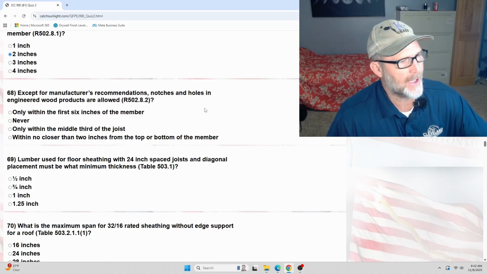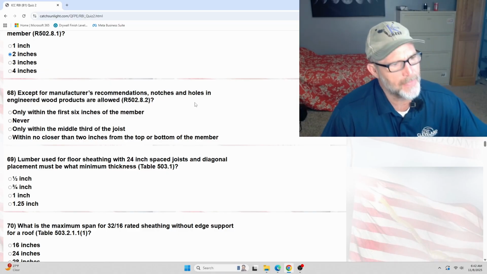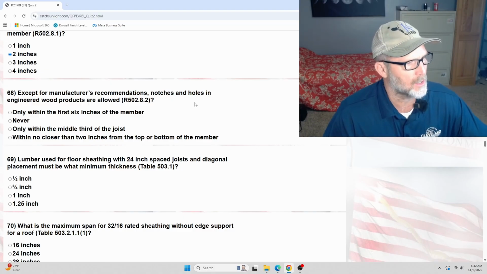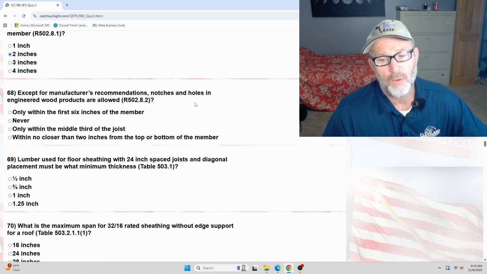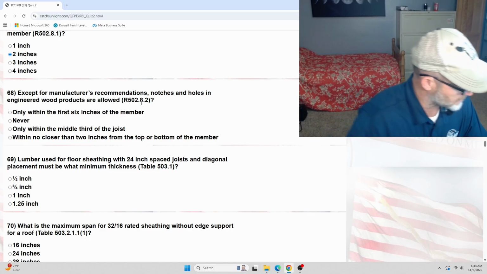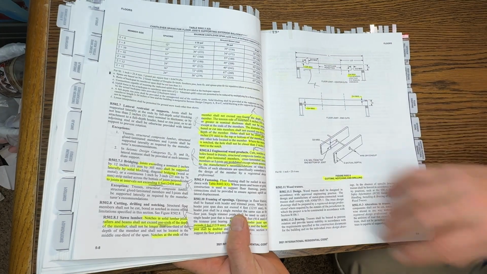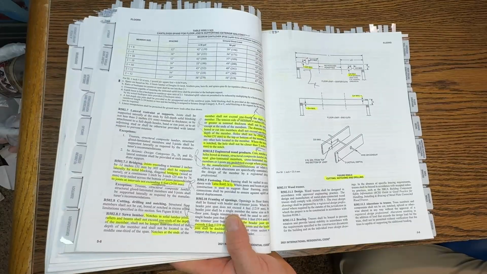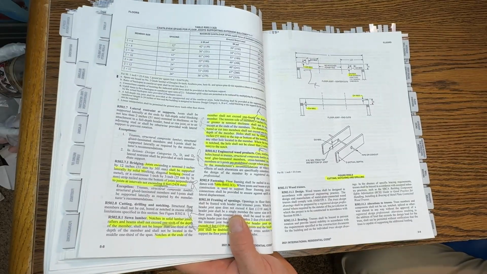Let's go to 68. Except for manufacturer's recommendations, notches and holes in engineering wood products are allowed. So we're talking about an engineering solution, like an engineered piece of wood, things like that. So it's going to be a little bit different. Let's look at 502.8.2. I want to be clear, we're not talking about normal studs. You're talking about something that has some engineering specs on it.